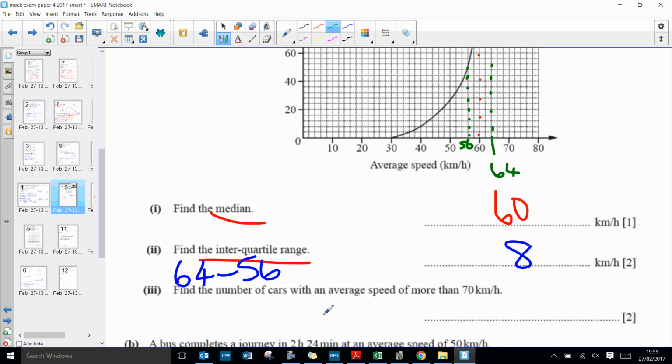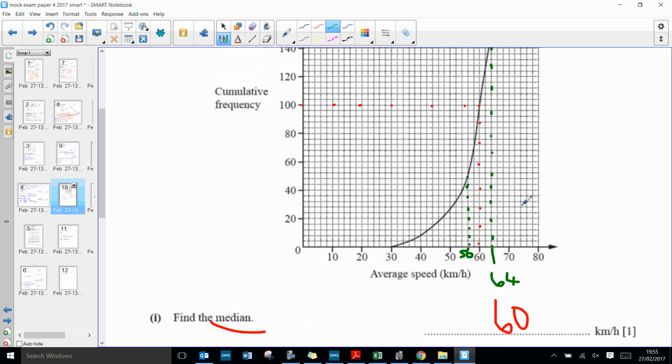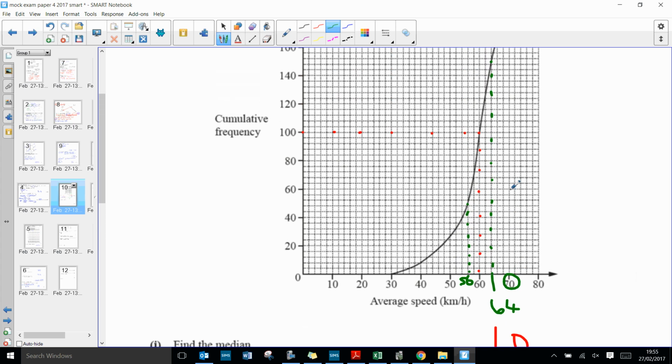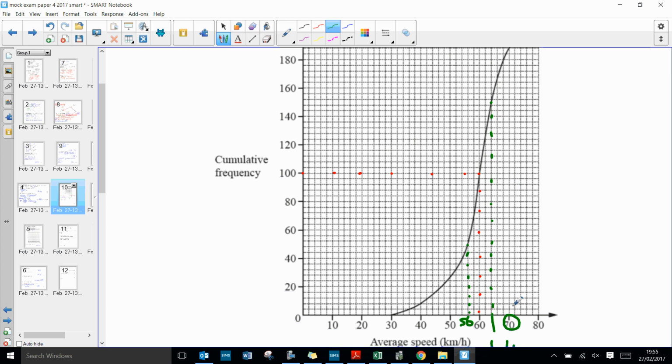Find the number of cars with an average speed of more than 70. So what we do is we find 70 on this scale. Oh gosh, this is where it makes my eyes go funny. Use a different colour.